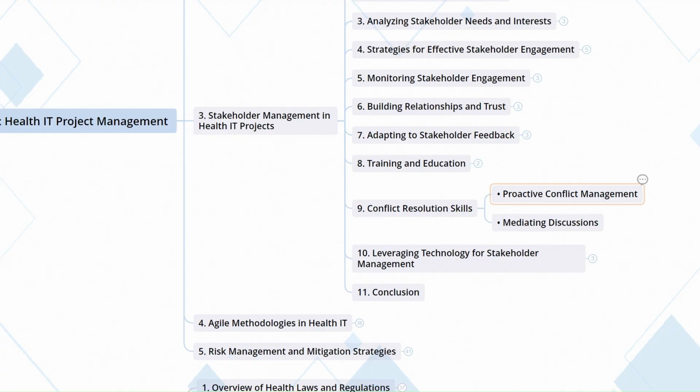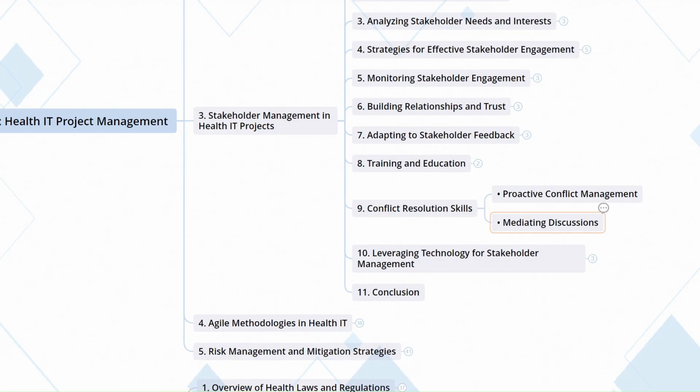Firstly, proactive conflict management. Addressing potential conflicts early before they escalate requires vigilance and communication. Recognizing signs of disagreement among stakeholders can prompt timely discussions to resolve issues.